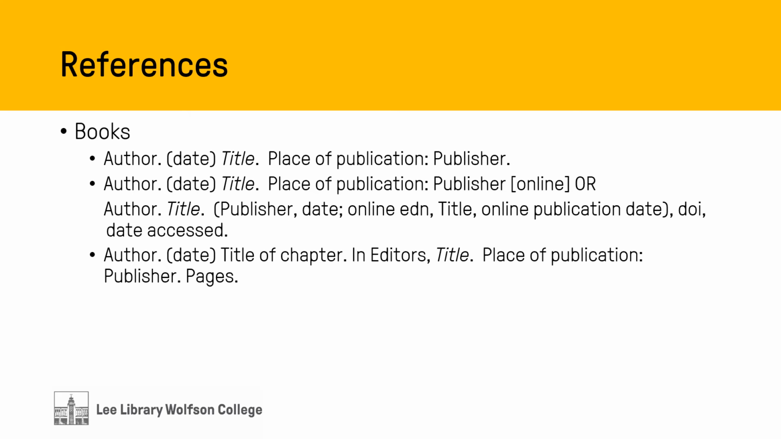Do remember, if you're just referring to a particular chapter that has a different author to the editor of the book that you're reading, that you need to record that information as well. So you need the author of the chapter, you'll need the editors, the title, the place of publication, and then the pages, the range of pages that that particular chapter falls at.